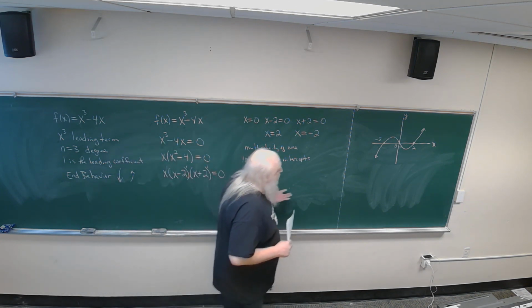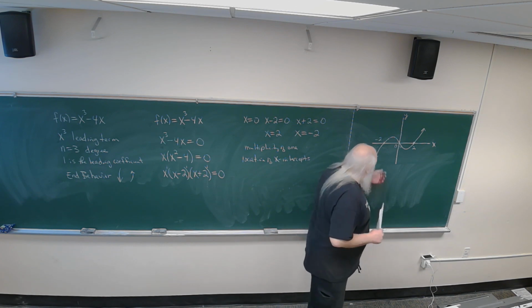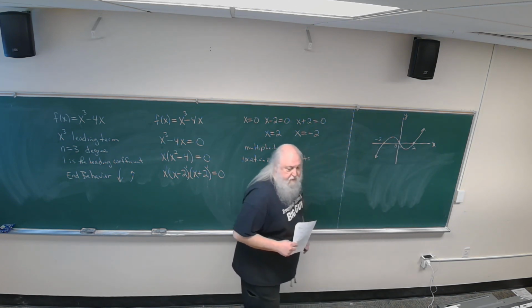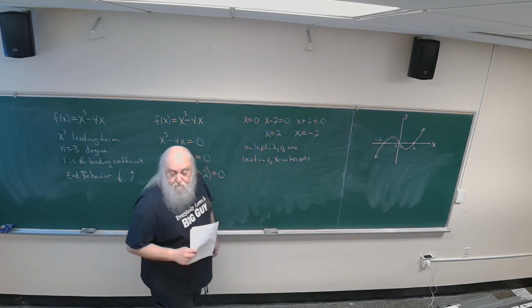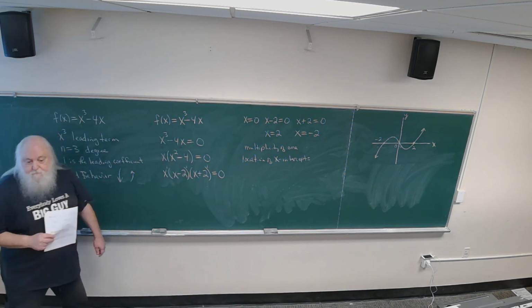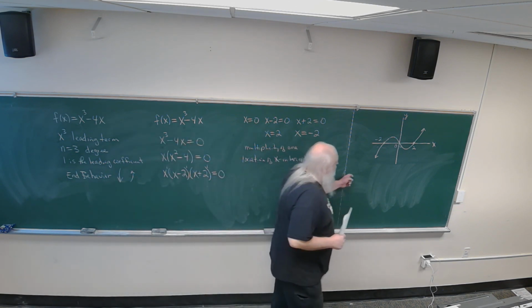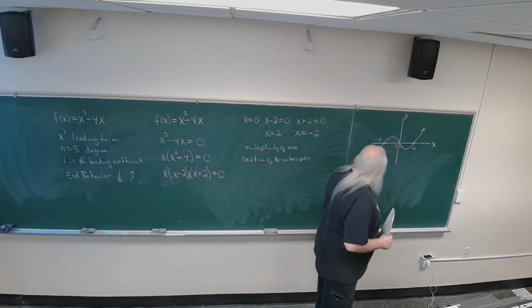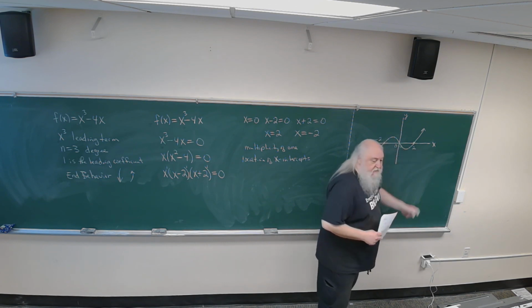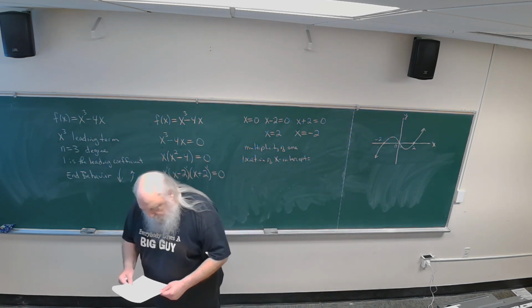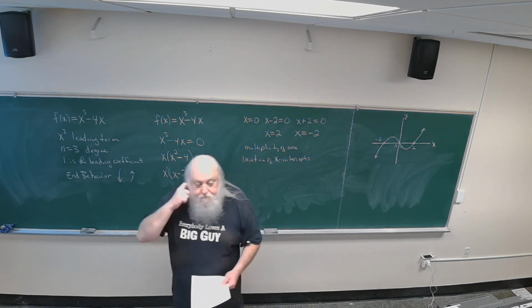So once you know where the x-intercepts are, and you know what the left end does and what the right end does, you can use deductive reasoning to approximate what's going on in the middle. The left end is going down, the right end is going up, and the graph is crossing at x equals minus 2, 0, and plus 2. Any questions on that, ladies and gentlemen?